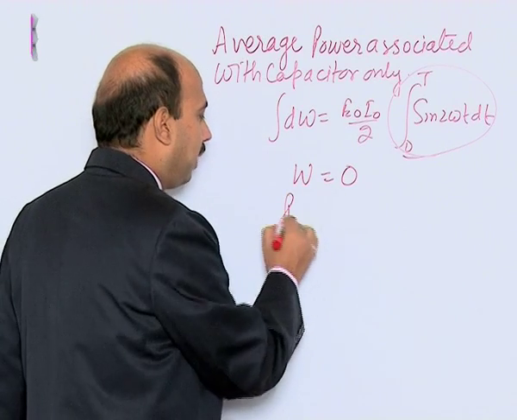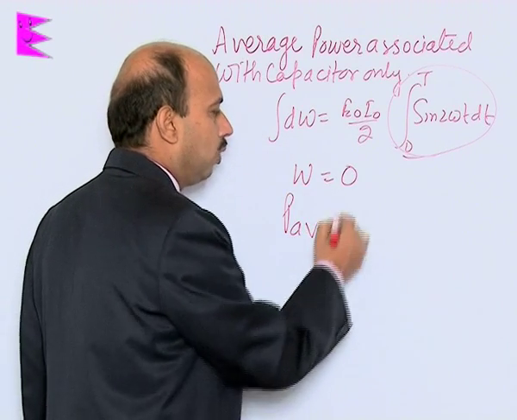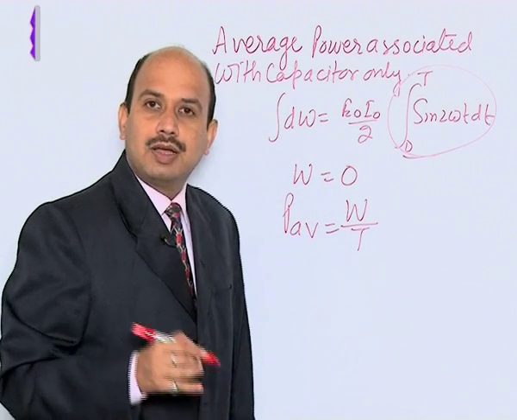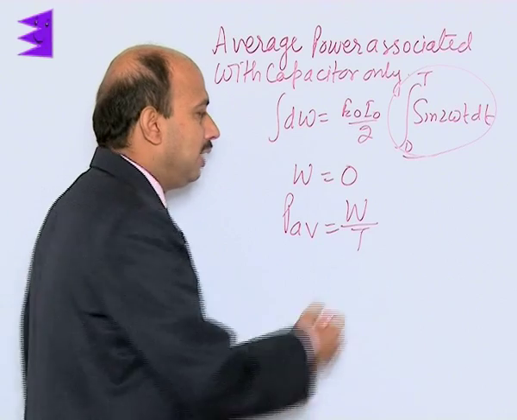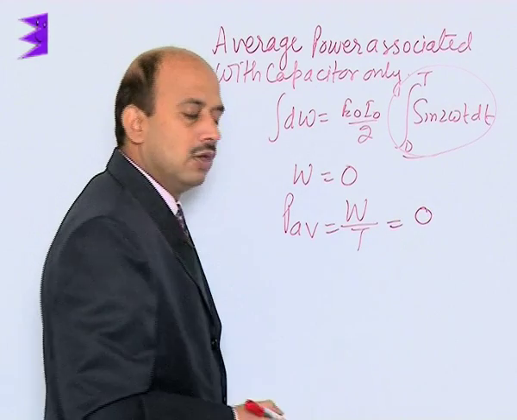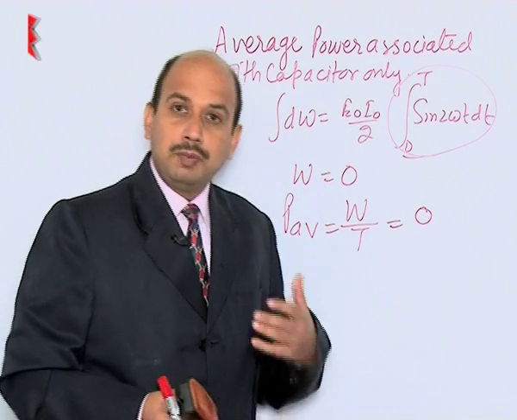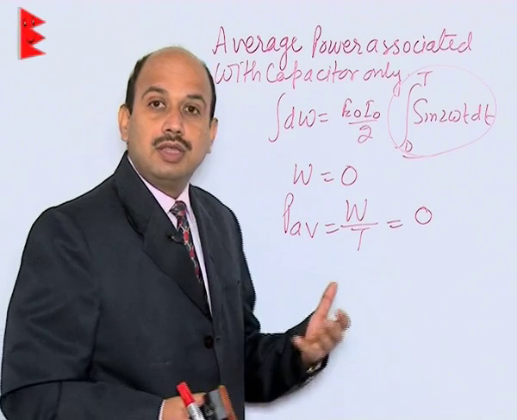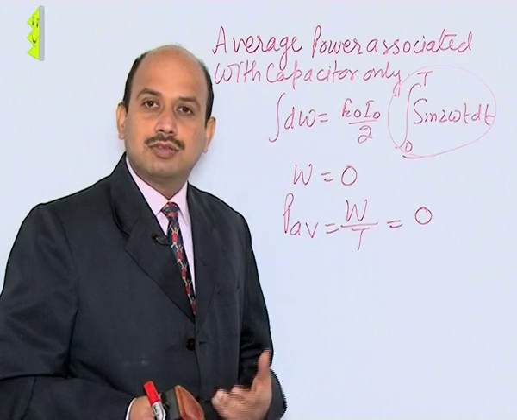Then the average power you can get: average power is equal to W by T, that is the total energy consumed in one cycle divided by the total time taken, and that will be equal to 0. So in a pure capacitor, where there is no resistance at all in the circuit, the average power consumed by this circuit is equal to 0.